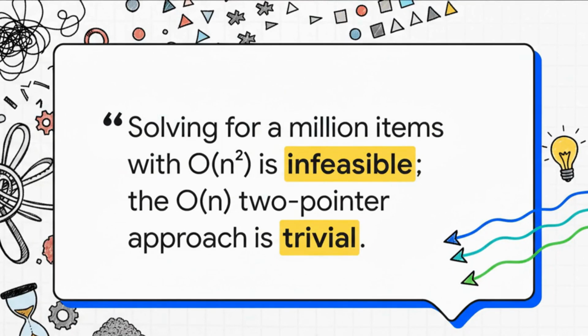There's a quote that just perfectly sums all of this up. It's the difference between an algorithm that is theoretically possible and one that is practically useful. And that's really what we're talking about here. It's the difference between an idea that works on a whiteboard and a real solution that works on real-world data.